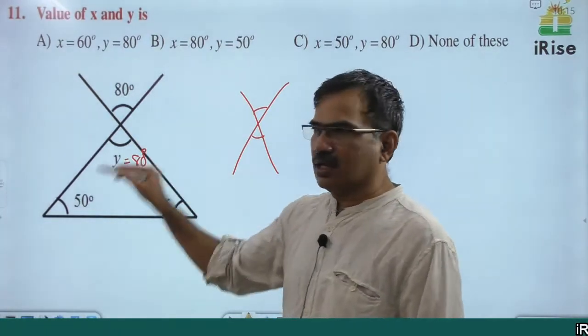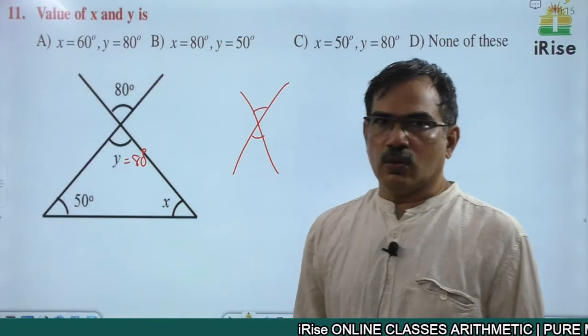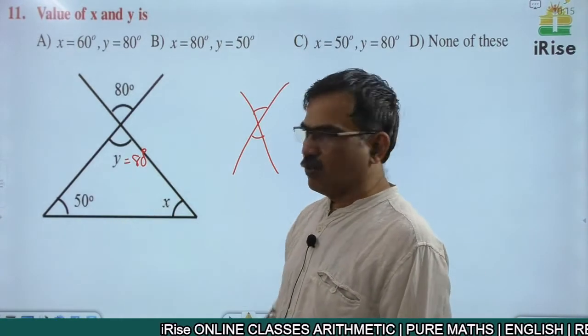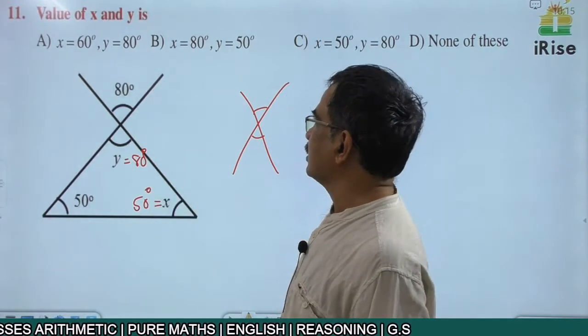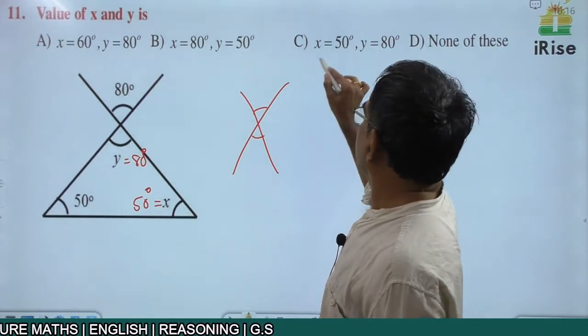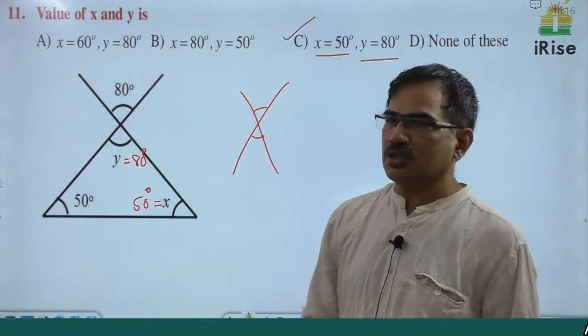And this is a triangle. Sum of interior angles of a triangle is equal to 180 degrees. 80 plus 50, 130. Therefore, this angle is also equal to 50 degrees. Angle x is equal to 50. Angle y is equal to 80. So, the answer is the third option.